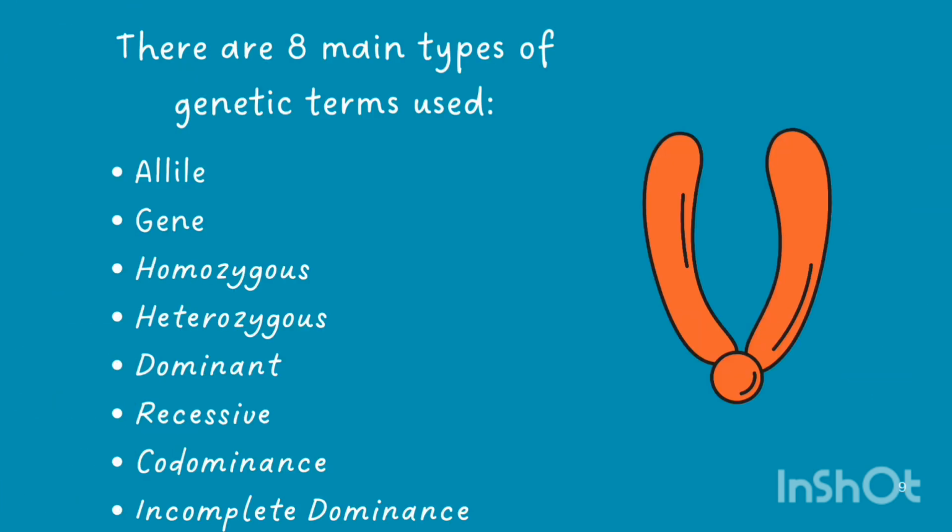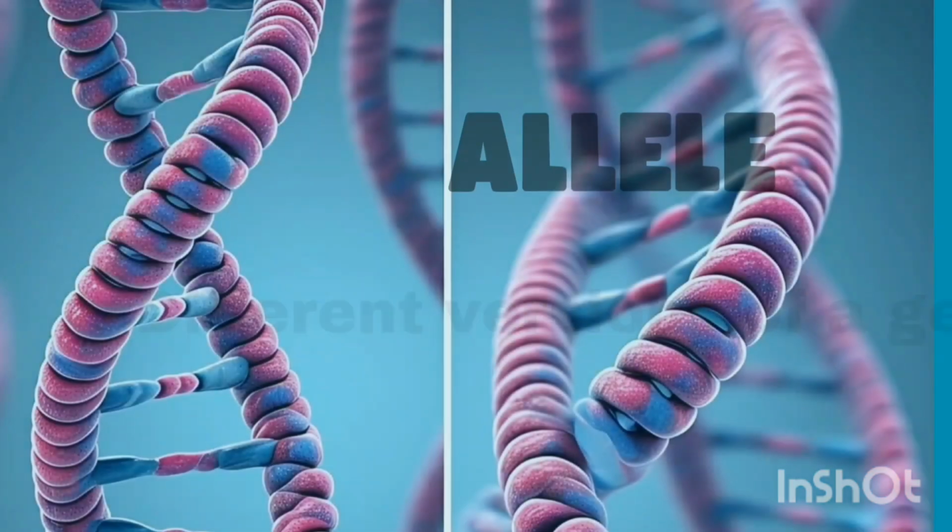There are 8 main genetic terms used: allele, gene, homozygous, heterozygous, dominant, recessive, codominant, and incomplete dominance. So we are going to look at them one by one.